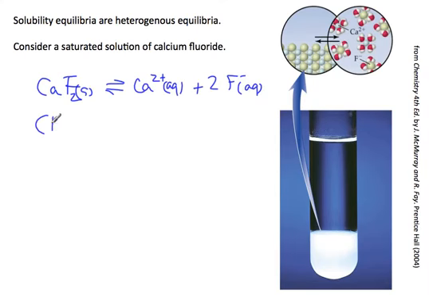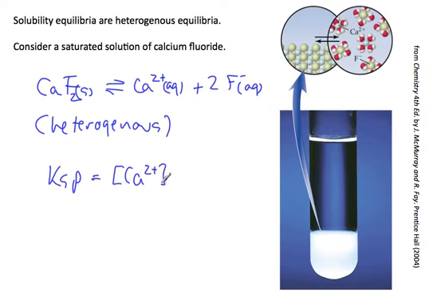You'll notice this is a heterogeneous equilibrium because I have a solid state and an aqueous state. I can now write a Ksp expression. Remember, in the Ksp expression I ignore the solid because its concentration does not change. So I have the calcium 2+ concentration multiplied by the F- concentration squared. That's the solubility product expression. Just like in previous videos, we can start looking at calculations for this equilibrium.